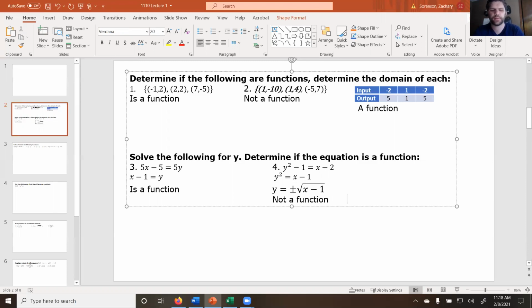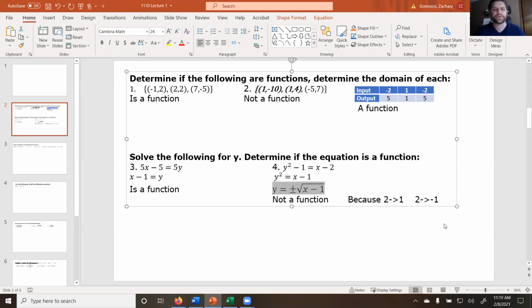And you could provide an example. Say 2 maps to 1 and 2 maps to negative 1, if you really want to. But the shortcut for this class is, because it's very hard to throw any function at you and make you determine if it is a function or not, this should be the red flag for you. If you're solving an equation and you get down to this plus or minus something, it's not a function. And it's because of that short justification.